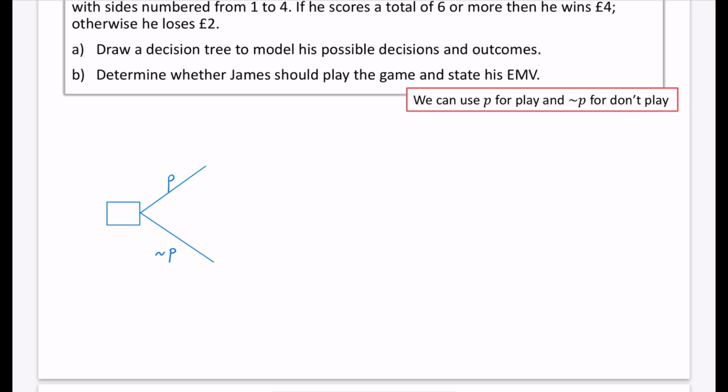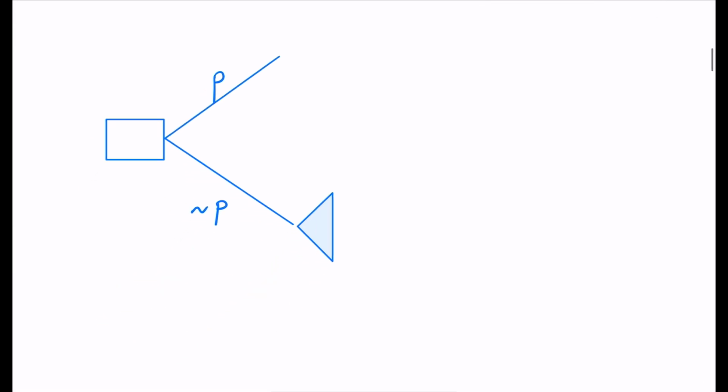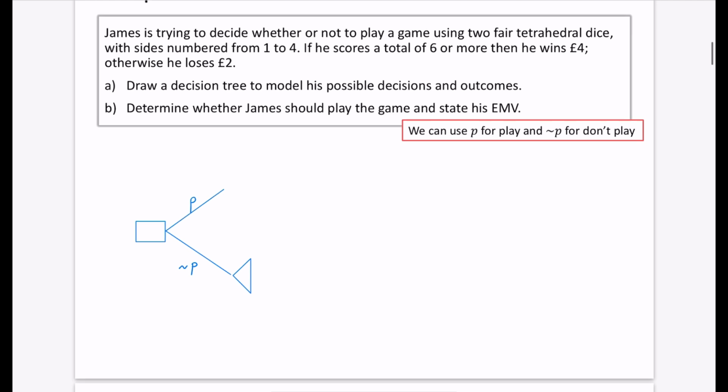Okay, well, if he doesn't play the game, we already know what the outcome is going to be. It's going to be this backwards triangle to say that it's the end node that we've got there. I don't want to have that filled in. And we can actually put what the expected monetary value would be at this part. He's not playing the game, so nothing happens. It's just going to be a 0 there.